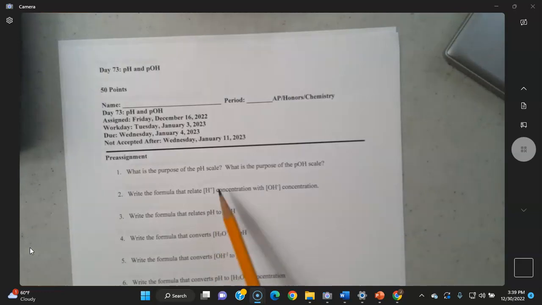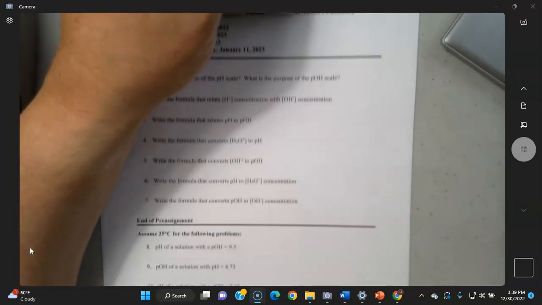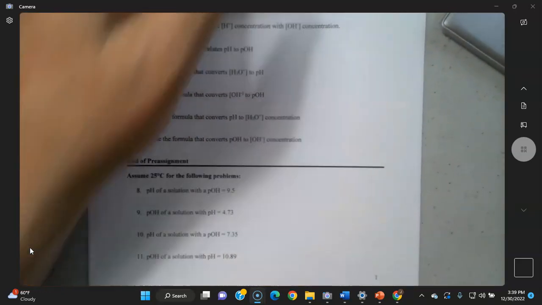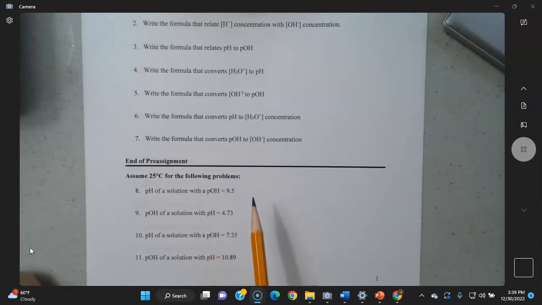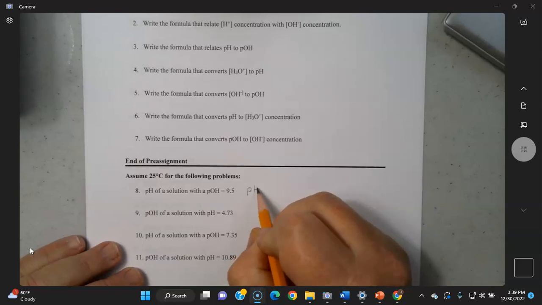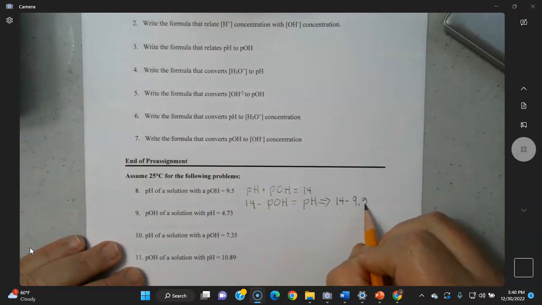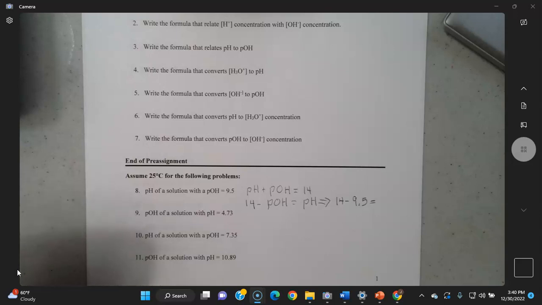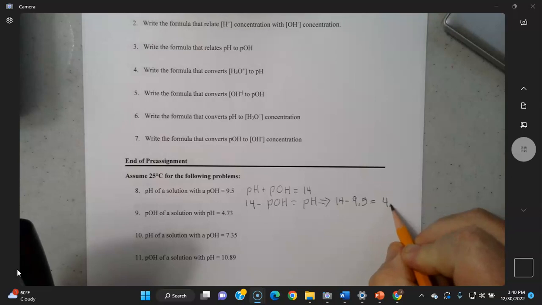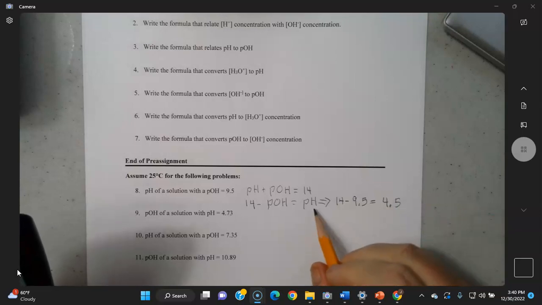All right, so let's go ahead. So you do these, get these off the video and off of that chart. Okay, so let's go ahead and do a couple of these. All right, so the pH of a solution with a pOH of 9.5, so pH, so it's 14 minus 9.5, and that's going to give you 4.5. And that's the pH.